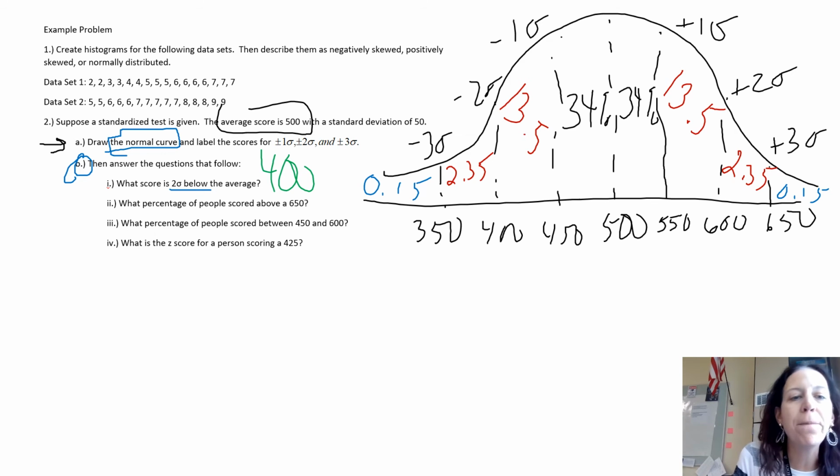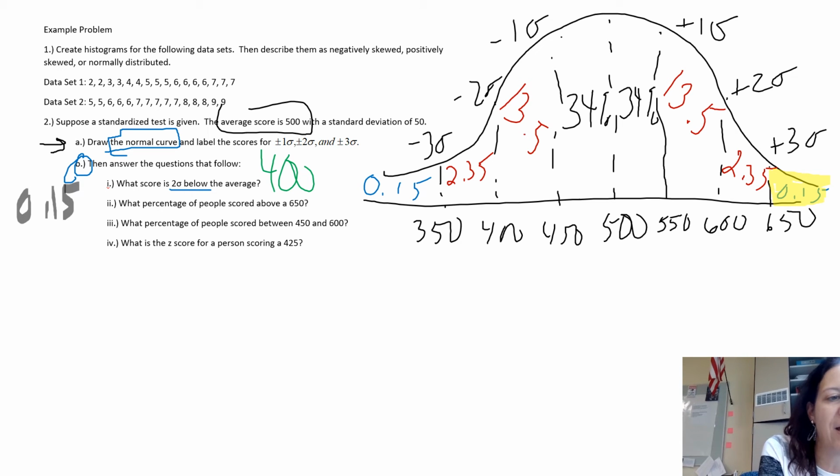Next question, what percentage of people scored above a 650? So above a 650, here's your 650 over here. And we want to know what percentage of people scored above. Well, remember I said all of those were percents. So that is 0.15% of people scored above a 650.